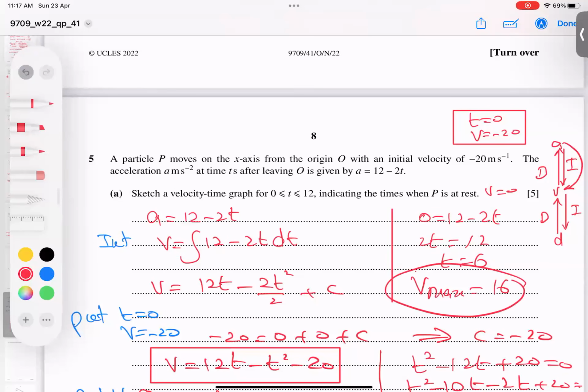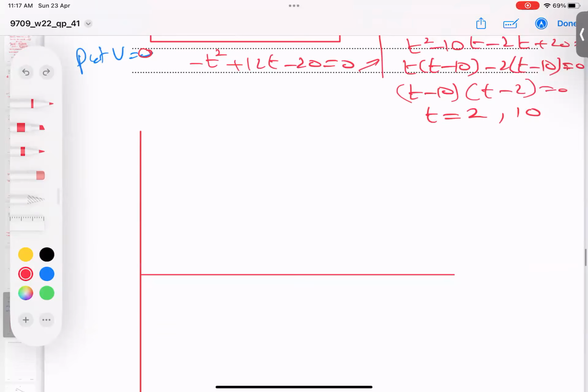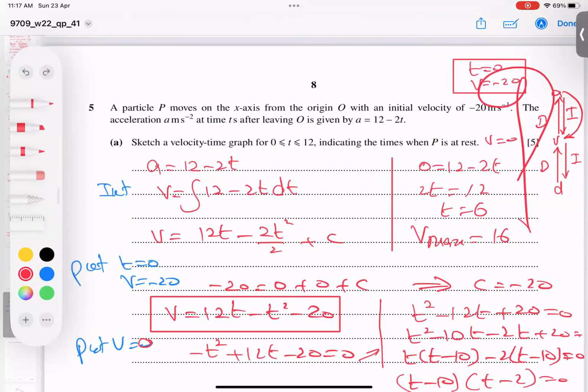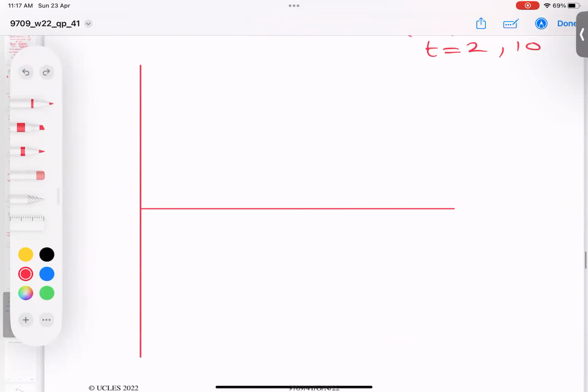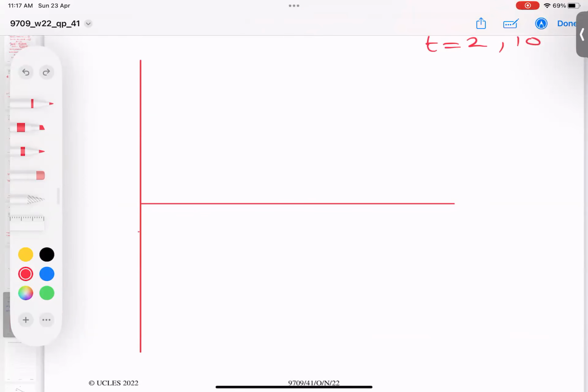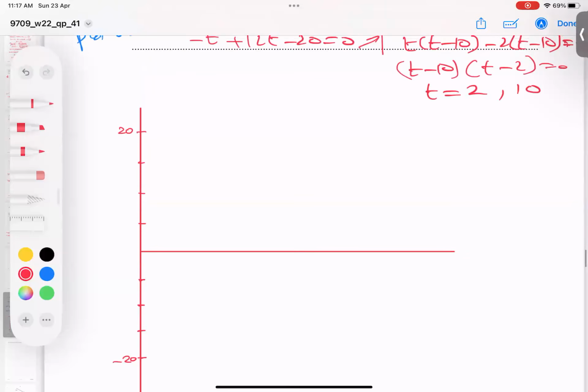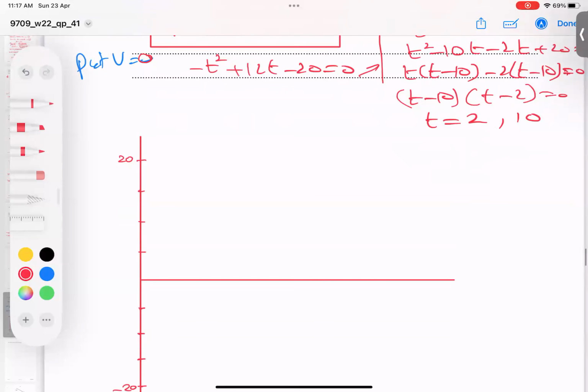Examiner is not asking for it, just for sake of understanding. It means the least velocity is negative, highest is 16. It will help us to sketch. So let's start. Negative 5, negative 10, negative 15, negative 20. Same way, 5, 10, 15, 20. So 20 positive and 20 negative. Okay, very simple. Now maximum speed is 16. So 16 is somewhere here. All right.